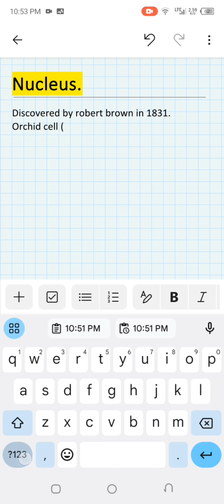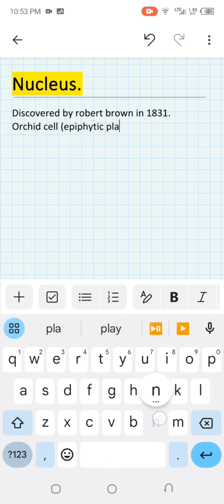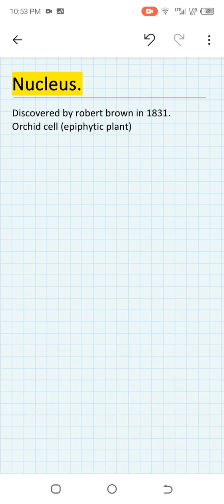and these orchid cells are of an epiphytic plant. So what are epiphytic plants? Epiphytic plants are those plants which can continuously divide, which have a lot of division, which can be divided continuously, we can say. So those are epiphytic plants, right? From that we recognize that the nucleus is present in them, through which he identified it.